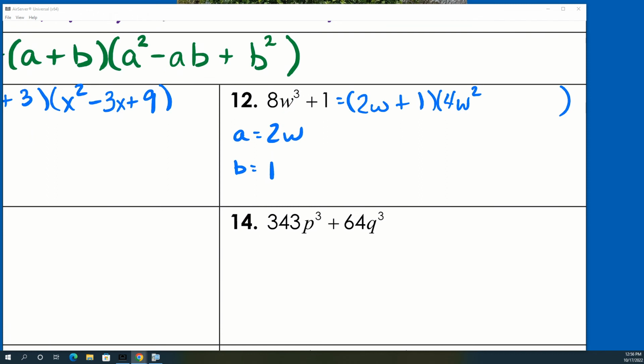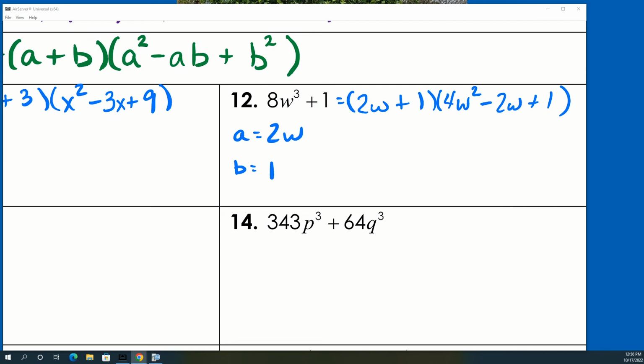All right, then we're going to change the sign and multiply them together. So 2W times 1 is 2W. Right? And then the last sign is going to be a plus sign. And then I'm going to square 1. And when I square 1, it's just 1. And that's it.